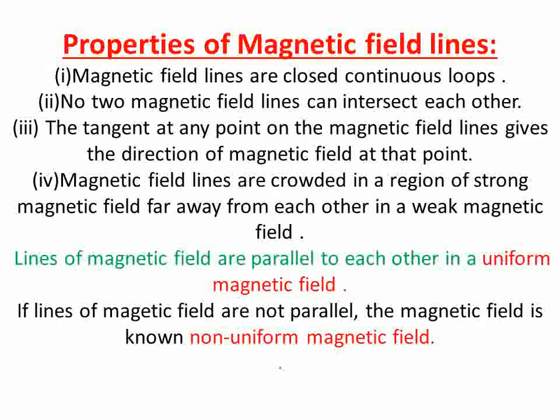Lines of magnetic field are parallel to each other in a uniform magnetic field. If the lines of magnetic field are not parallel, the magnetic field is known as a non-uniform magnetic field.